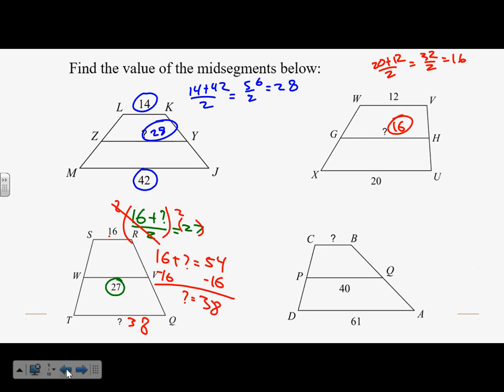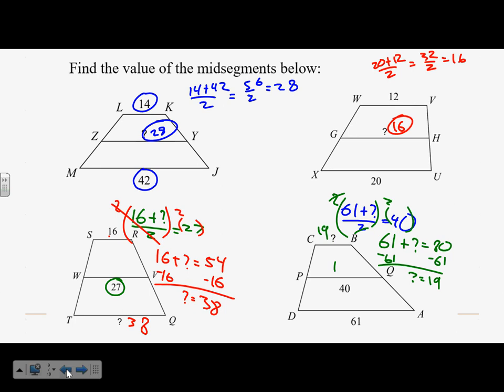Same thing with this one. 61 plus question mark divided by 2 is 40. So multiply both sides by 2. Get rid of that fraction. 61 plus question mark is 80. 80 minus 61 is 19. This is 19 up here. And again, if you take 19 plus 61, then divide that answer by 2, it should give you 40. It does.